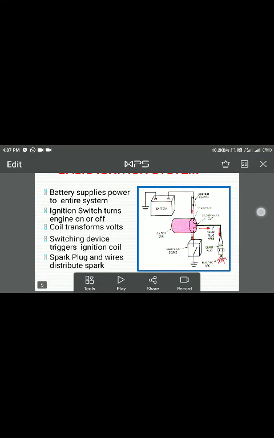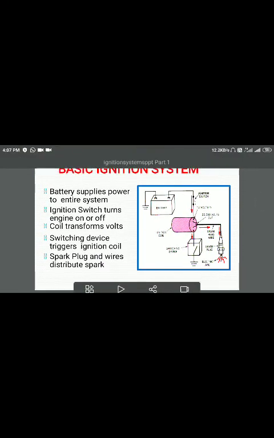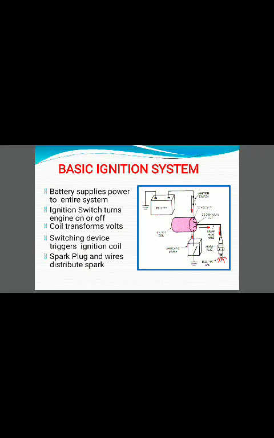Now the basic ignition system is shown in the PPT. The first component is the battery. The battery supplies the power to the entire system. From the battery we move right down. The first component that comes is the ignition switch. The working of the ignition switch is to turn the engine on and off. The ignition switch is used to turn the engine on or off.